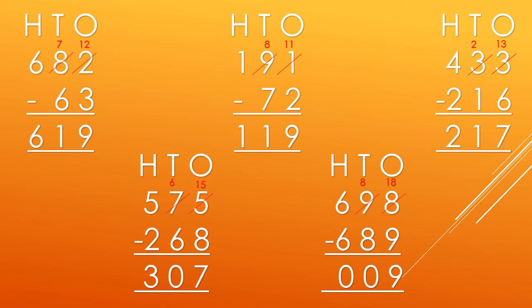Next sum is 698 minus 689. Children, we cannot subtract 9 from 8, so we will borrow. So in tens place 9 becomes 8 and in ones place 8 becomes 18. 18 minus 9 is equal to 9. Now subtract tens. 8 minus 8 is equal to 0. Now subtract 100. 6 minus 6 is equal to 0. So answer is 9.